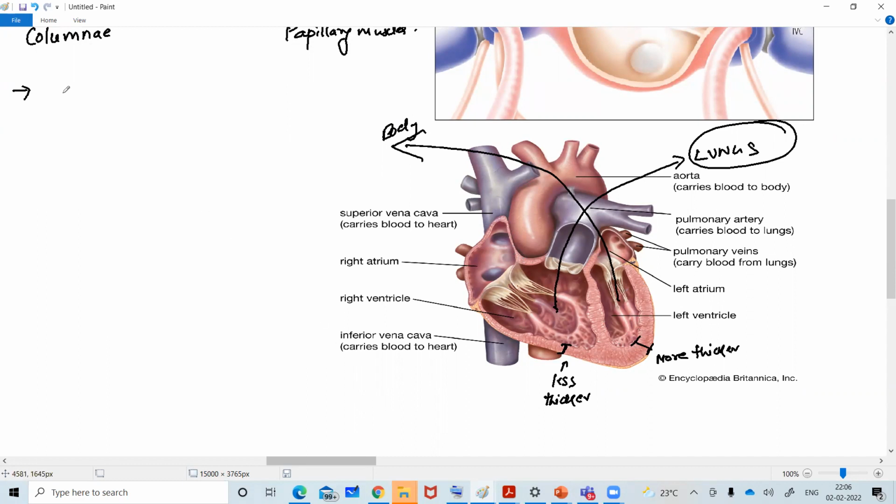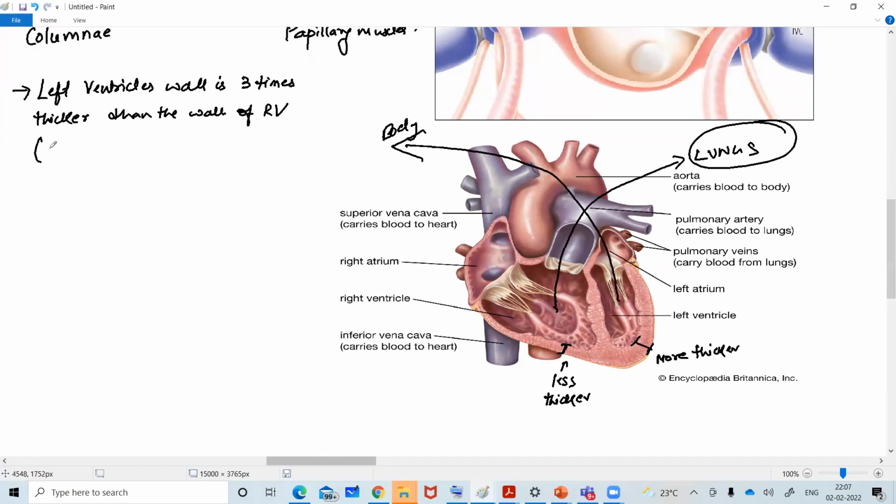So you can say that the left ventricle wall is 3 times thicker than the wall of the right ventricle. And as we can see in this diagram, yes, it is 3 times thicker than the right ventricle.